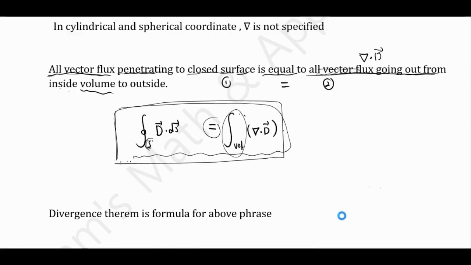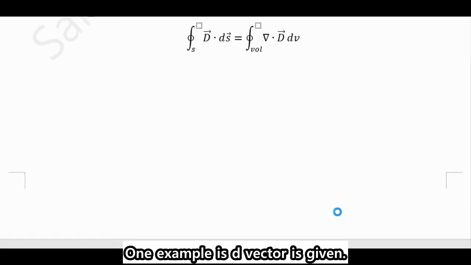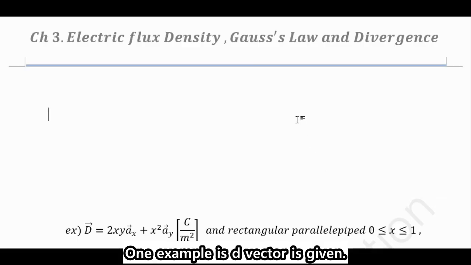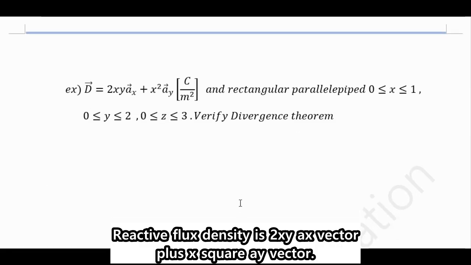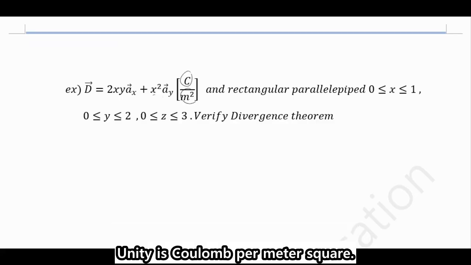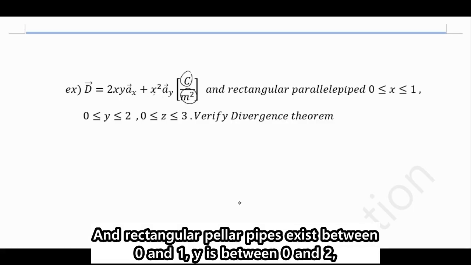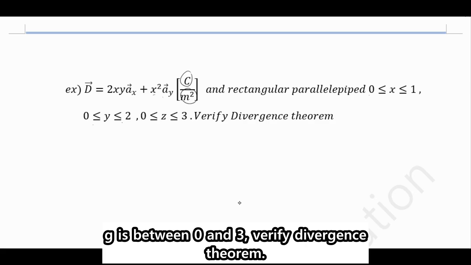So we take an example. D vector is given. Electric flux density is 2xy ax vector plus x squared ay vector. Unit is coulomb per meter squared. And the rectangular parallelepiped, x is between 0 and 1, y is between 0 and 2, z is between 0 and 3. Verify divergence theorem.